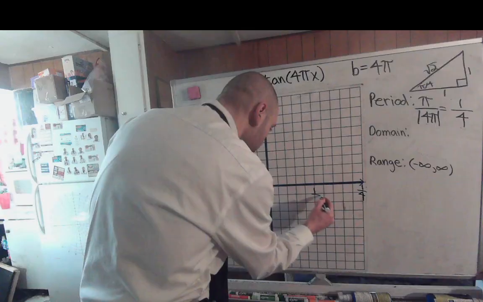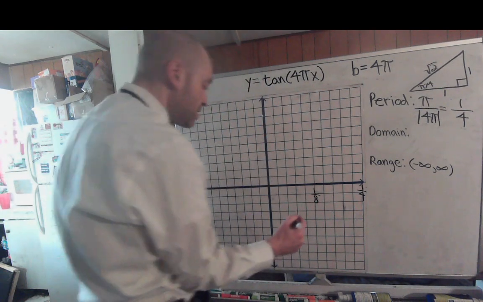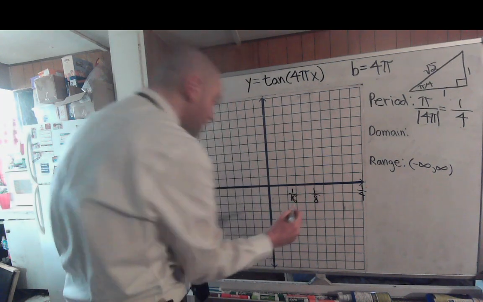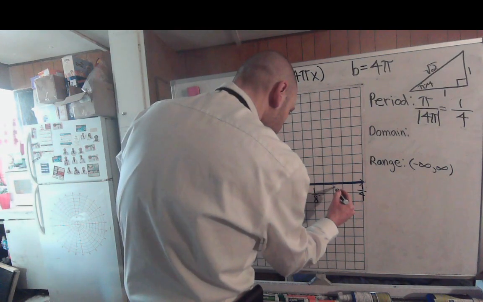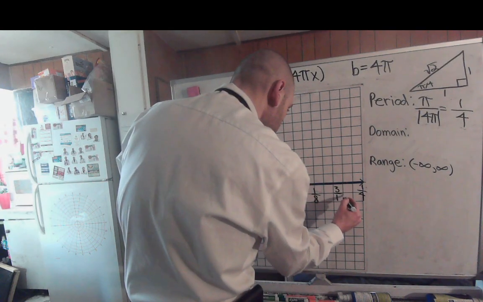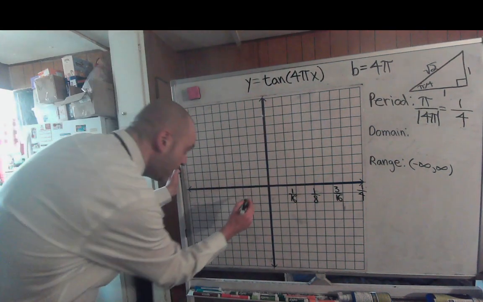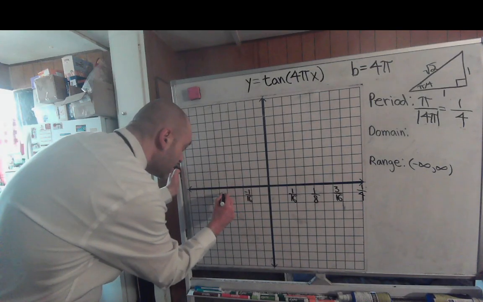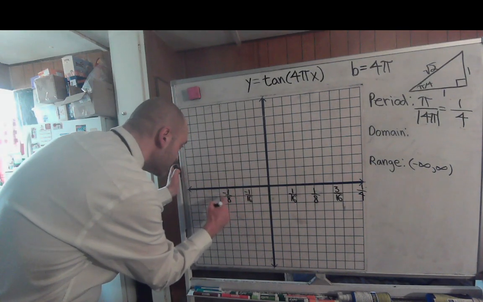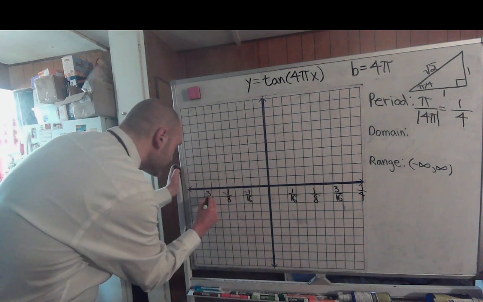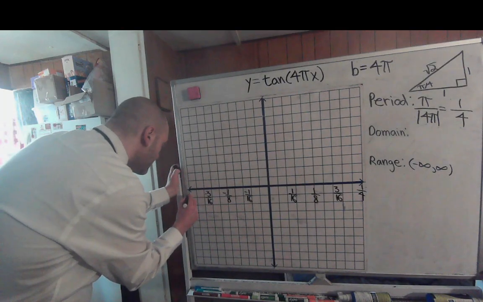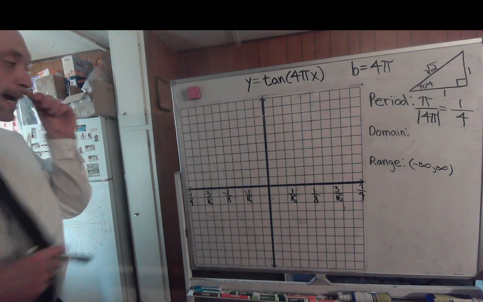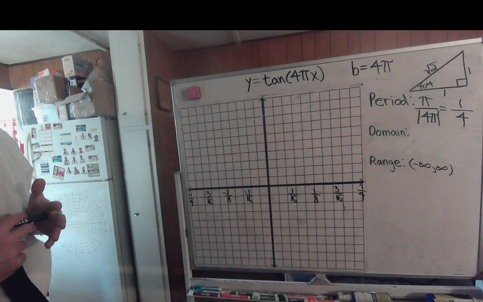Here's 1/8. This would end up being 1/16. This would be 3/16. Alright, so then we go backwards, we'll have negative 1/16, negative 1/8, negative 3/16, negative 1/4. So there are 2 full periods here, okay? So we've established our period of 1/4.